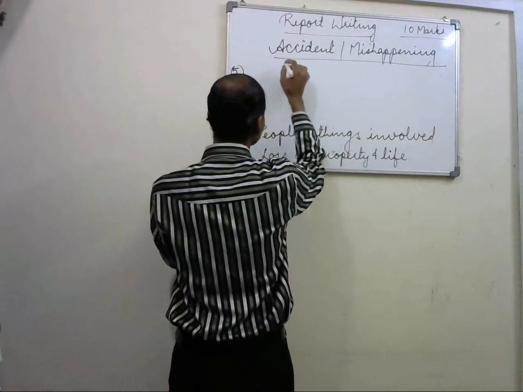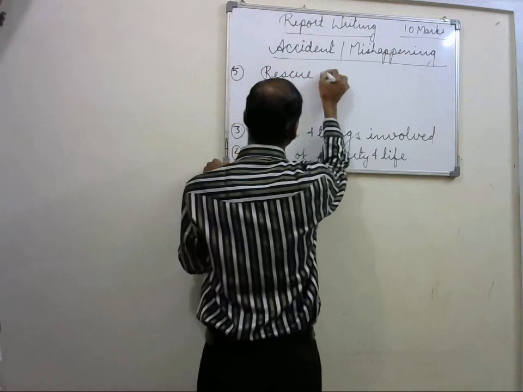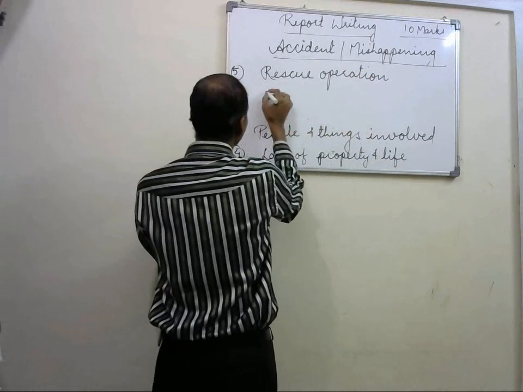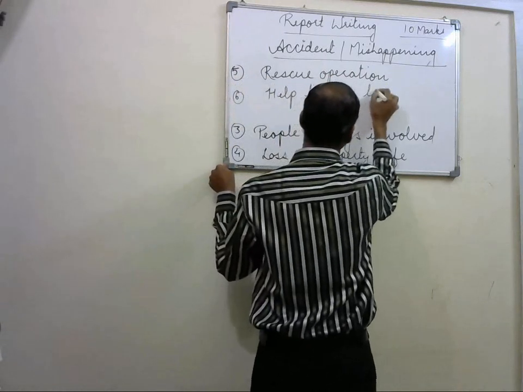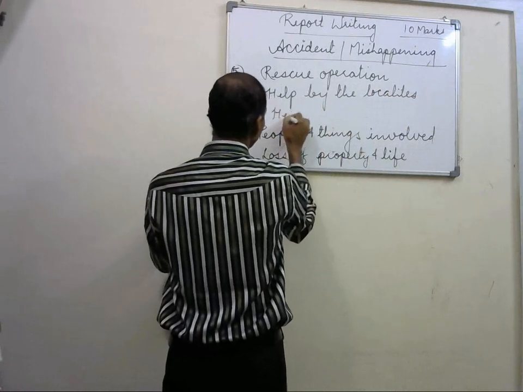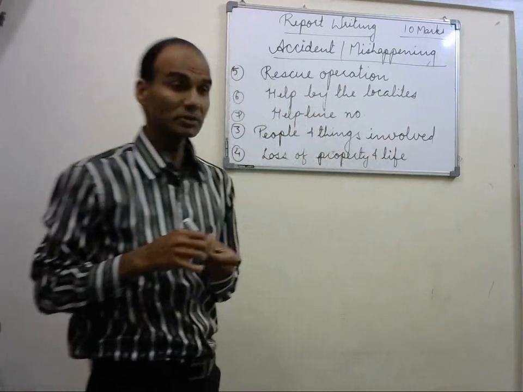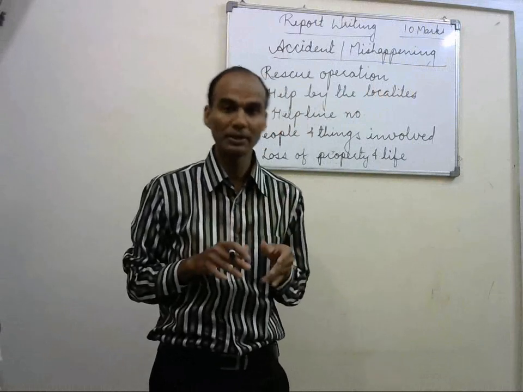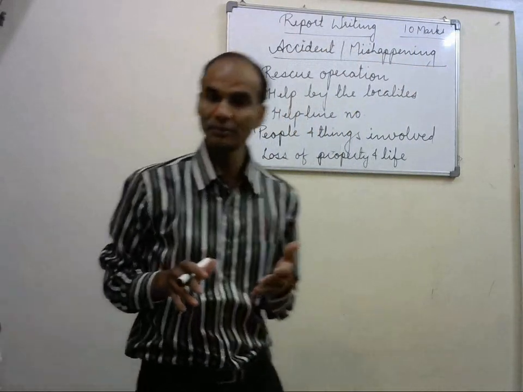you must also write about rescue operation, help by the localites, helpline number. So this can also be mentioned, that what is the rescue operation going on if there is some serious thing which has happened, like some flood or earthquake or a train accident has happened. So definitely rescue operation must be conducted there.